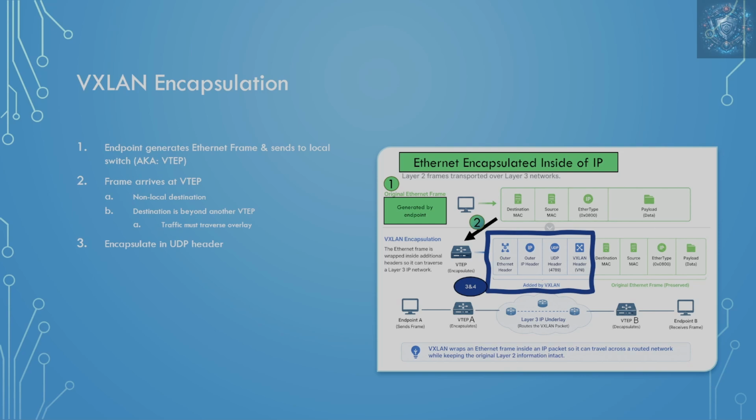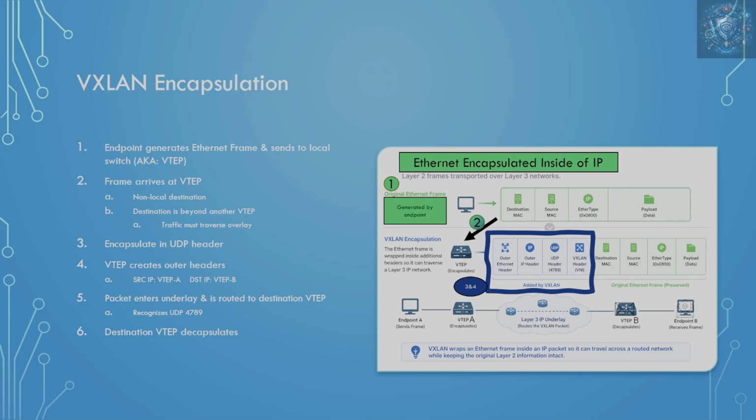So now we have to encapsulate that inside of that UDP header. So we're going to add some information to it. And that UDP value is going to be port 4789. That is what tells destination endpoints, destination VTEPs, that it's going to be a VXLAN header. Just like any IP packet, the source IP is going to be VTEP A, destination is going to be VTEP B. Packet's going to enter the underlay and get routed across to the other side.